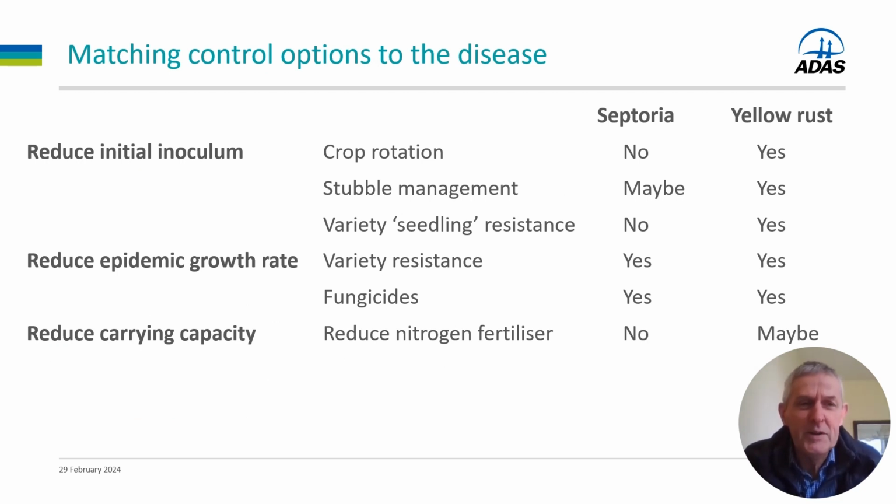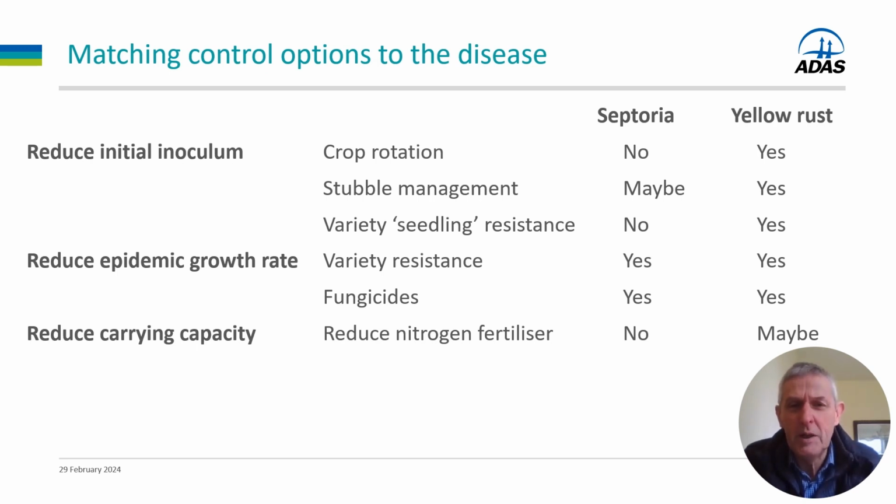So if we think about methods to reduce the initial inoculum and delay the epidemic, crop rotation has no effect on the severity of Septoria. The preceding crop doesn't affect it. We see this in the DEFRA Pest and Disease Survey of commercial crops. There's no difference in the Septoria severity between, for example, wheat crops following wheat or wheat crops following a break. Whereas for yellow rust, because the volunteers from a preceding crop can be a source of green bridge, then crop rotation and preceding crop can matter.